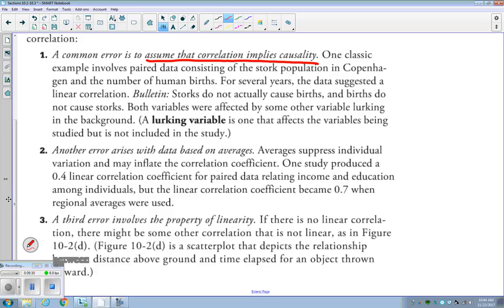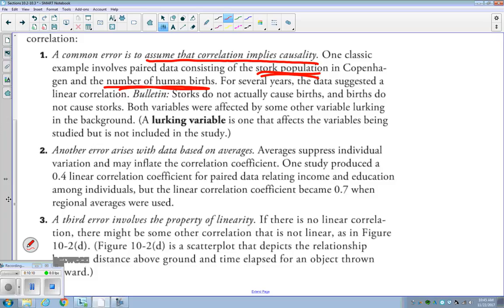For instance, here was one that for several years we had data that suggested a linear relationship, the number of the stork population and the number of human births. When we look at that, guess what? There's a linear relationship, and it's a strong relationship. Do the number of storks have any causal effect? Do they cause a higher number of births? Absolutely not. Okay? Absolutely not.